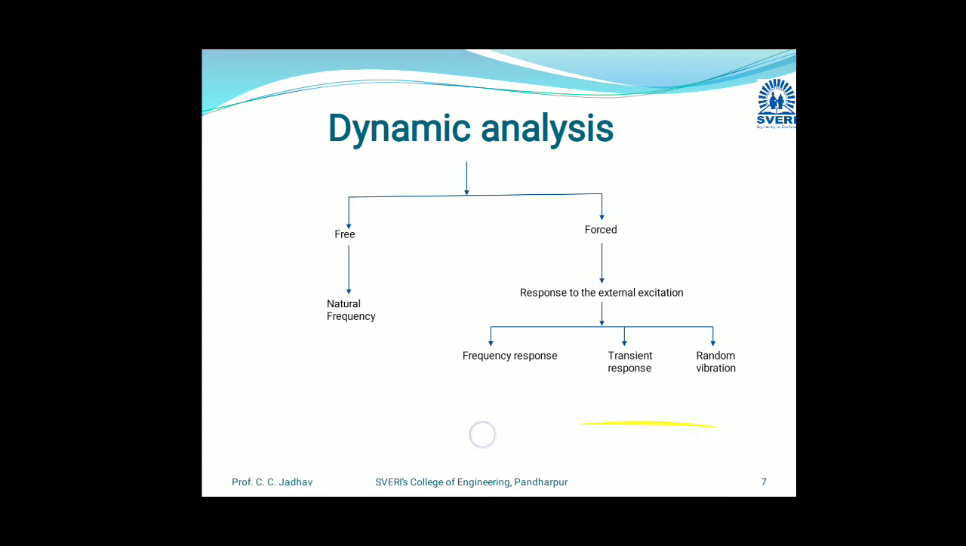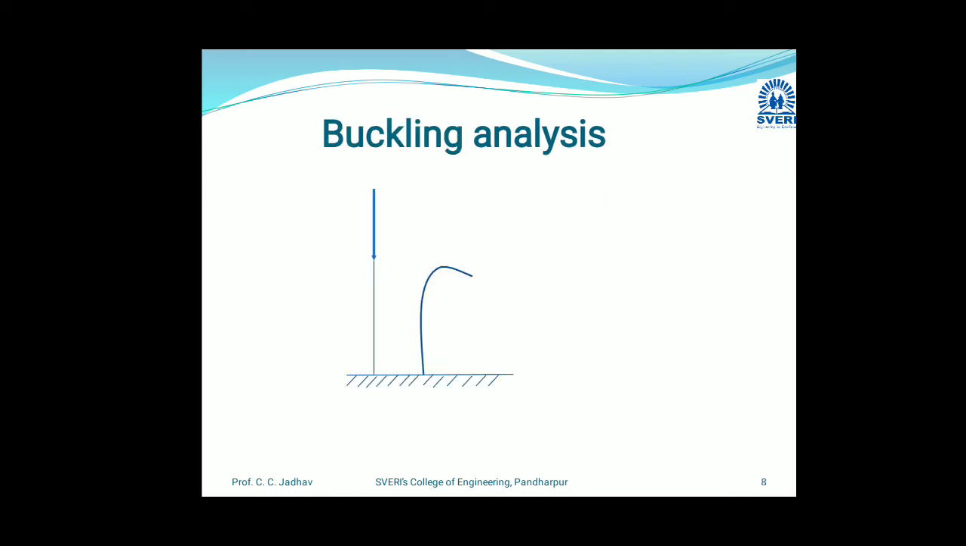So we'll see the next type, that is buckling analysis, linear buckling analysis. Now you can observe from that, we are applying the compressive load, then we will get this type of nature of the object.